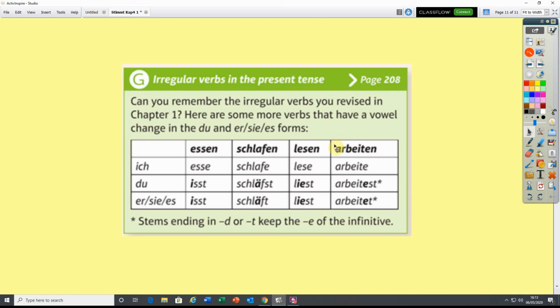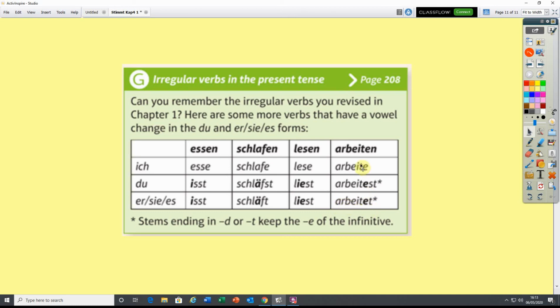And they've added arbeiten on here, to work, because this isn't technically irregular, because there is no change in the vowel in the stem. But what's different is, because the stem ends in a T, ich arbeite, add an E. If I just added an ST, as I'd be expected to, having TST would be a bit of a mouthful. Du arbeitst. So we put an E in just to make it easy to say, du arbeitest. And similarly, we wouldn't want two T's right next to each other. So er sie es arbeitet.